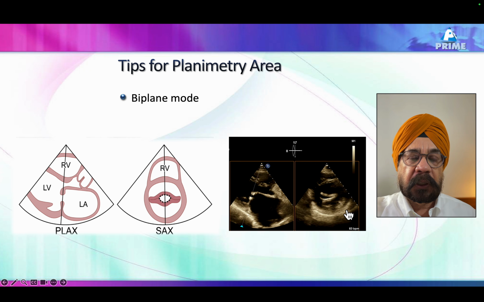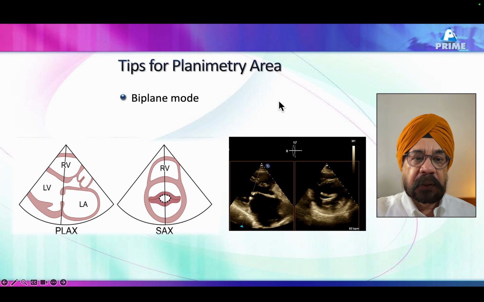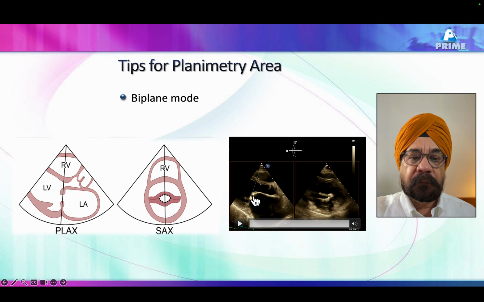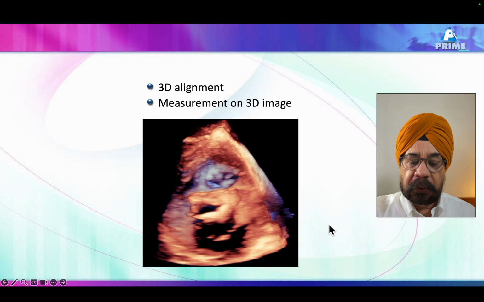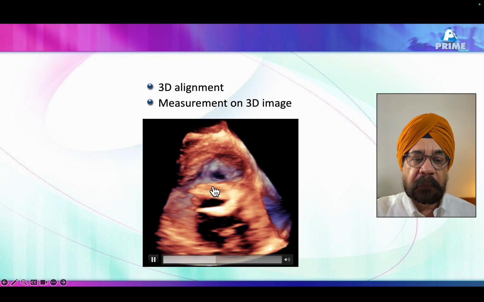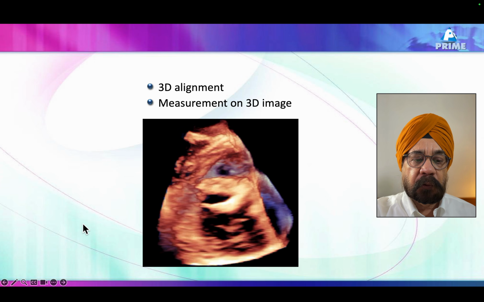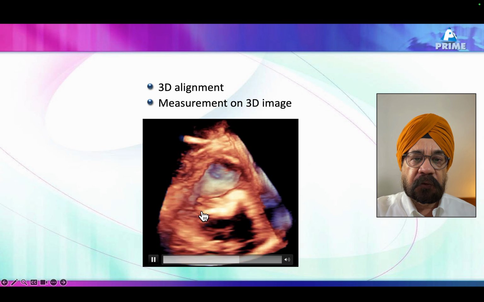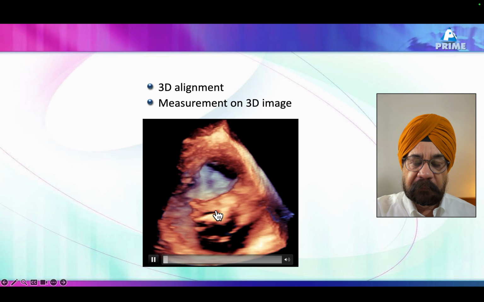If you have 3D equipment, then you can use an X-plane or biplane mode, where in one plane you see the mitral valve and you put the cursor here, and in the 90-degree plane you would see the mitral valve like this. And then with 3D equipment, you can actually look at the mitral valve. The mitral valve here is looking on this side, so you need to rotate this volume to get it in the middle so that you see the mitral valve properly.